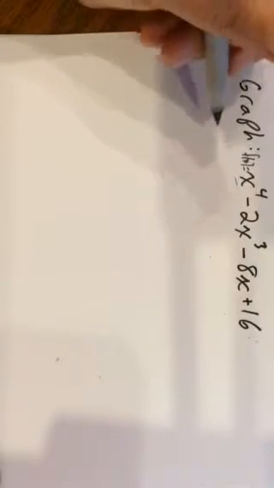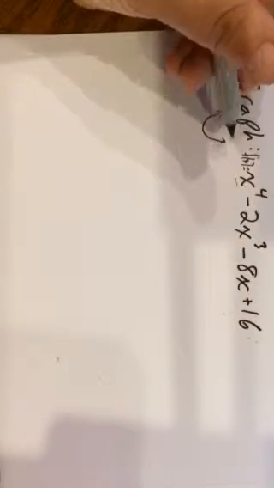So I know it's generally going to look something like this, meaning my end behavior is going to look like this. It's going to be going up and going up to both the left and the right. It doesn't have to look like this. It could look something like this, but still, it's going to be going up and going up.